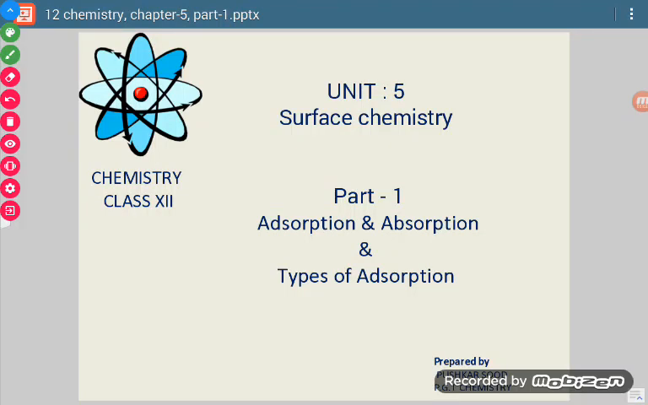Good morning, students. So today we are going to start our next unit, unit number 5, which is surface chemistry. Now in this we are going to study today about absorption and adsorption, and what is the difference between them, and how many types of adsorption there are, and then we will differentiate those types of adsorptions.